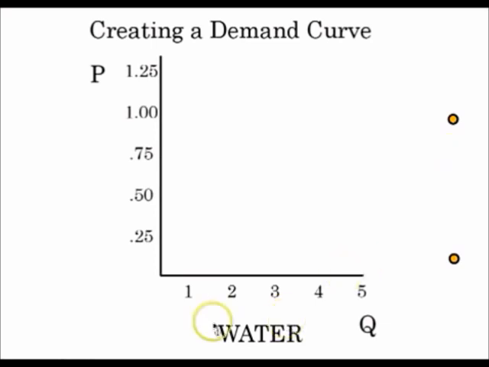We saw that when water was $1, we bought 2 items. So what we want to do is draw a plot point at that location. When water was $1, we bought 2 bottles. Hence, we have a plot point. So we have 1, not enough to make a demand curve yet. So we go back to the numbers again.